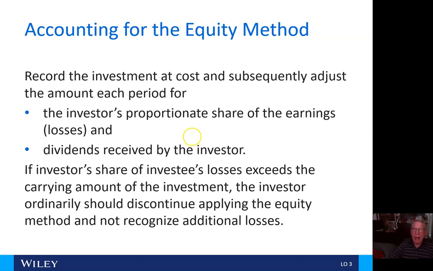So, the equity method. We're going to record the investment at cost and subsequently adjust the amount each period for, bullet point 1, the investor's proportionate share of the earnings or losses, and bullet point 2, the dividends received by the investor. So if the investor's share of the investee's losses exceed the carrying amount of the investment, the investor ordinarily should discontinue applying the equity method and not recognize additional losses.